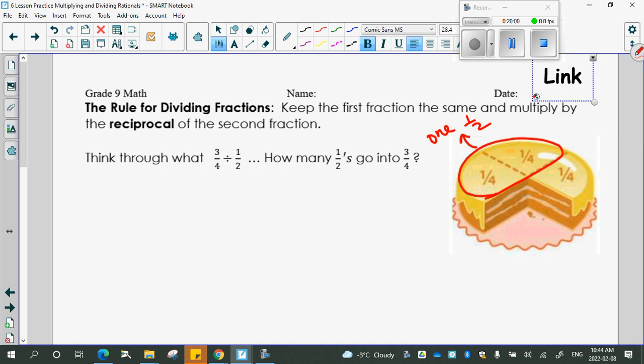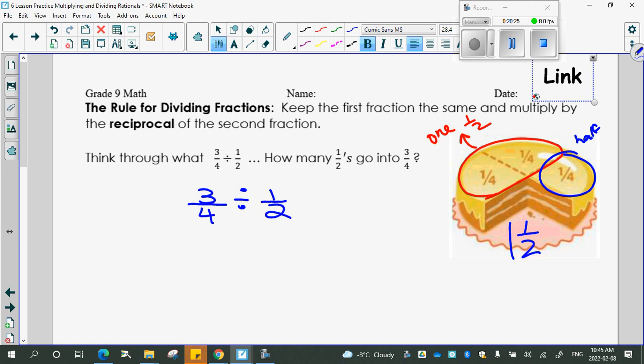And then how much of a half is this part? A quarter of a half, or it's half of a half. You see that? So I've got 1/2 and a half. So 1.5 should be my answer conceptually. Now let's see if we can get that using the reciprocal rule.